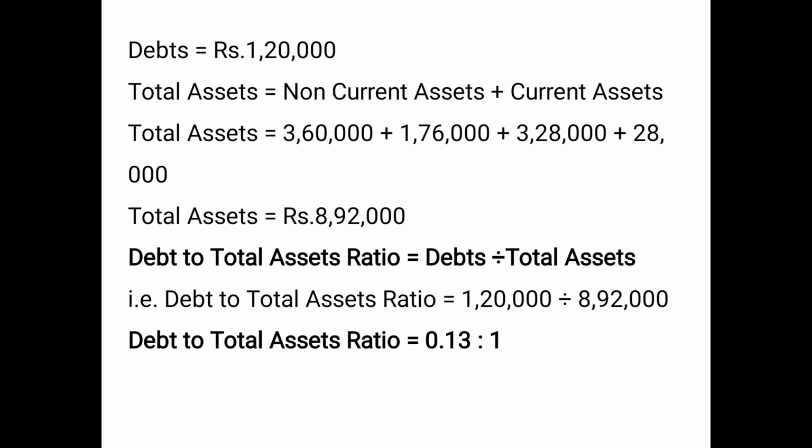Now you have debts 1,20,000, you have total asset 8,92,000. So you can calculate the debt to total asset ratio by applying the formula debt divided by total asset, that is 1,20,000 divided by 8,92,000. So your debt to total asset ratio will come to 0.13 is to 1.